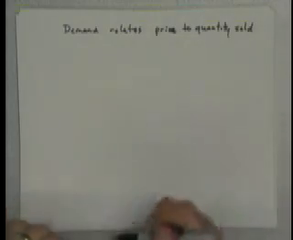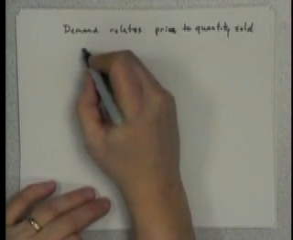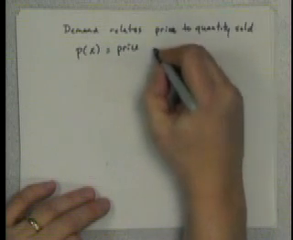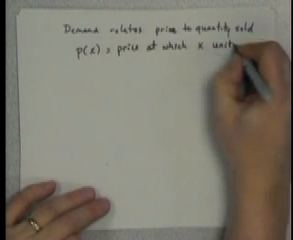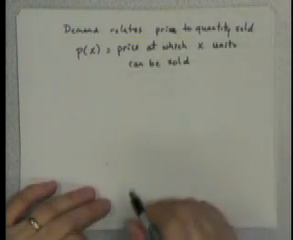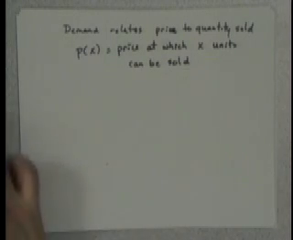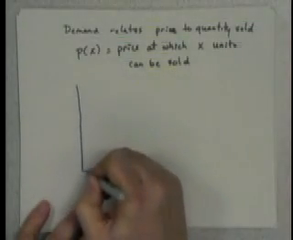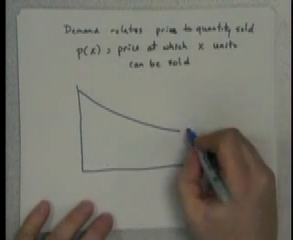The way we are going to use it now, and the way economists usually write it, is in the price format. So P of X is the price at which X units can be sold. Or maybe X million units or X thousand units, depending on what the units are that we're talking about. And when you draw a demand curve, it usually looks something like this.